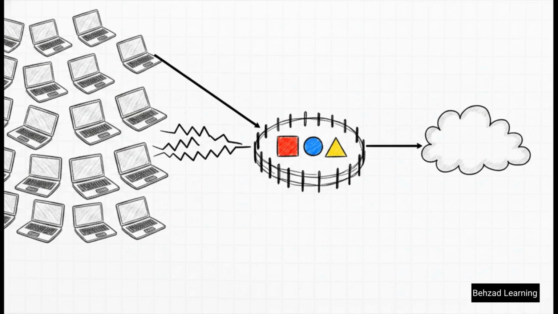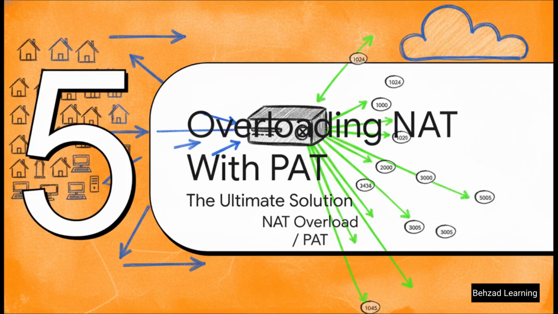But let's be real. In today's networks, pretty much every device needs continuous internet access, right? Since it still relies on a one-to-one connection while active, dynamic NAT just doesn't drastically reduce overall IP consumption. So we needed something better. Part 5, overloading NAT with PAT, the ultimate solution.